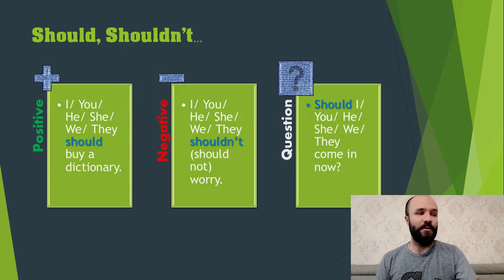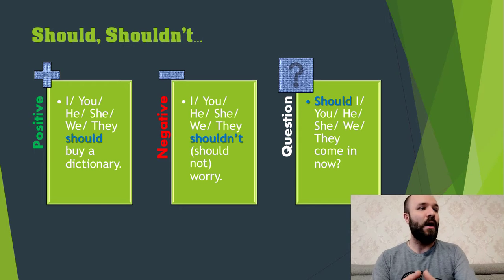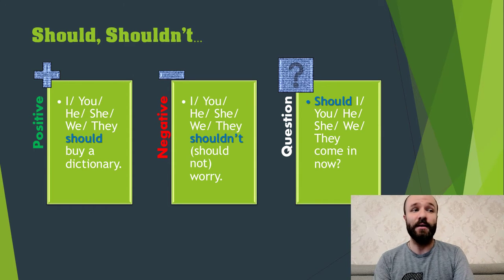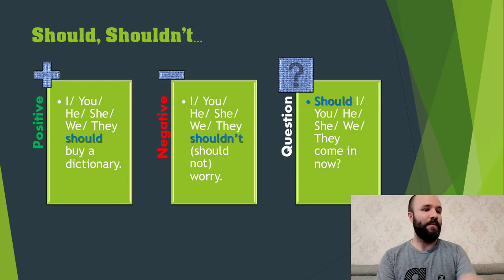So how do we use it? In the positive form, I, you, he, she, we, they should buy a dictionary. And the negative form, I, you, he, she, we, they shouldn't, which means should not, worry. Remember, again, you have to use the basic form of the verb. Should I, you, he, she, we, they come in now? Easy, just put the should at the beginning of the sentence and make it a question.